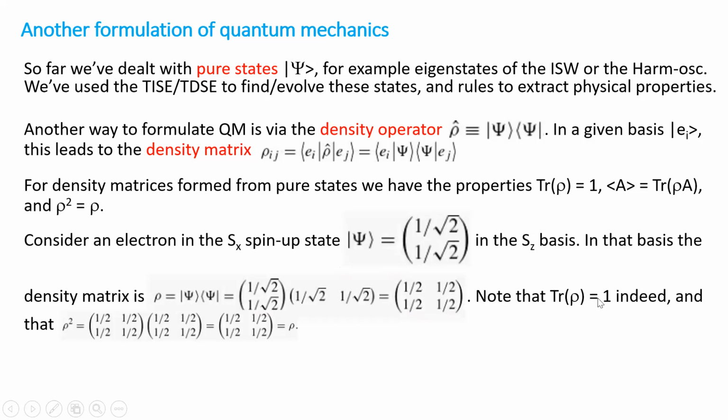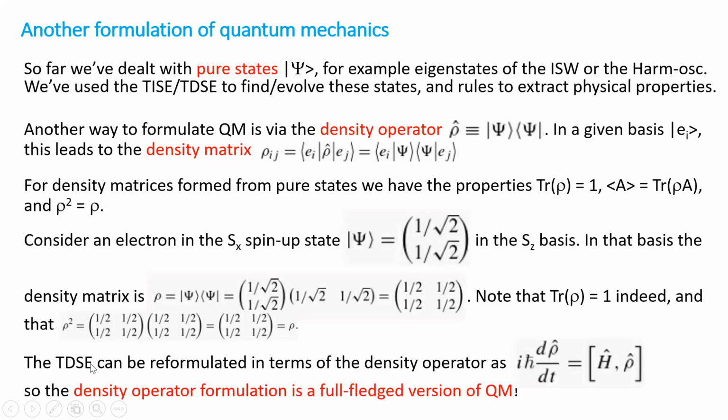Notice that the trace of rho is equal to 1, because if we add the elements along the diagonal, we get 1/2 plus 1/2, which is 1. So that's indeed true. And also if we take rho squared, which would be this rho times itself, that would be 1/2, 1/2 times 1/2, 1/2, which is 1/4 plus 1/4 is 1/2, and we get that for each element. So we just get 1/2, 1/2, 1/2, 1/2 back again, which is rho. So we do verify the property, since we formed this density matrix from a pure state, that rho squared equals rho.